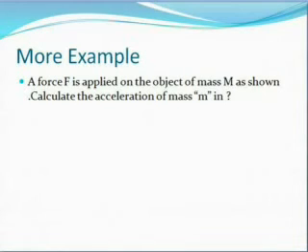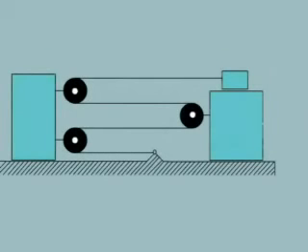Now let's see one more solved example. In this example, a force F is applied on the object of mass m as shown in the figure. We'll see the figure in a few moments, and we need to calculate the acceleration of mass small m. Now let's see the figure. So in this figure, a force F has been applied to the block of mass capital M, and we need to find out the acceleration of block of mass small m.